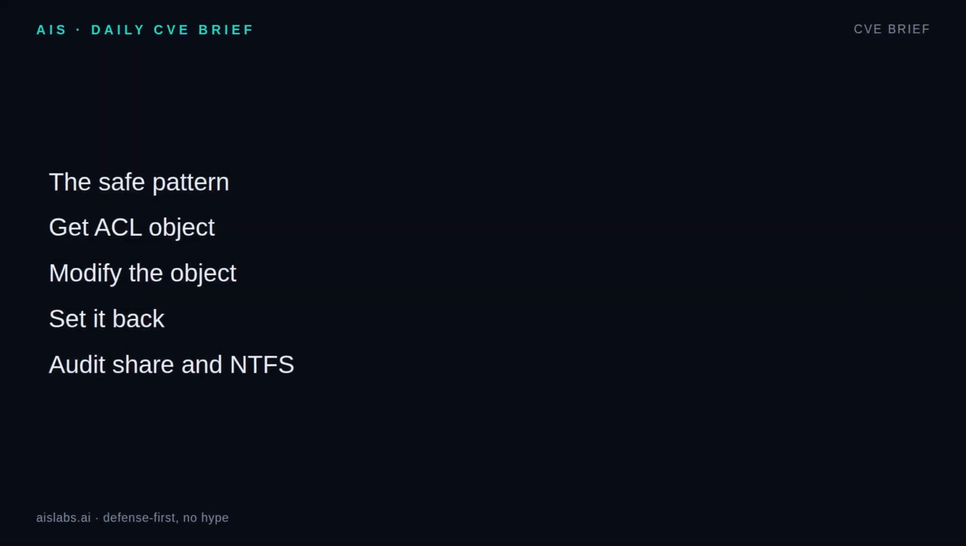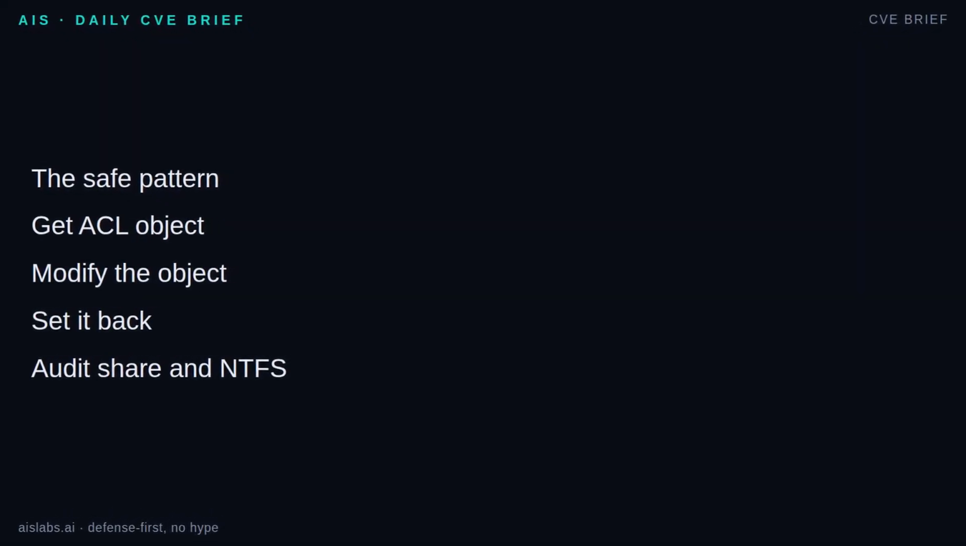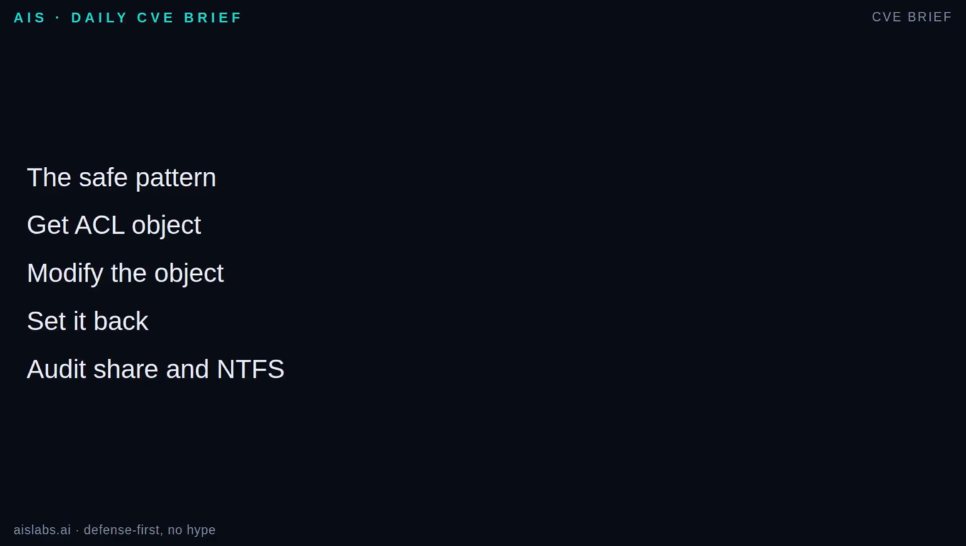The pattern is simple, and I want it burned into your muscle memory. Get the existing ACL object, modify that object, set the same object back. Never build a production file system ACL from scratch, unless you are provisioning a brand new, empty test path with a known template. Also remember the 2-layer rule.